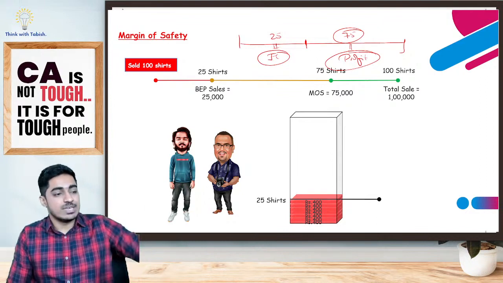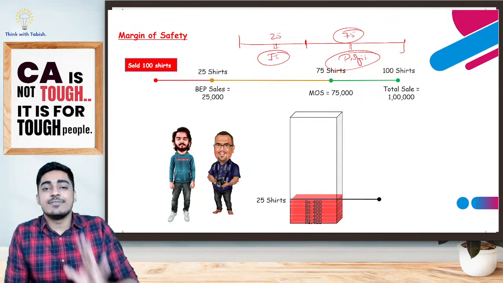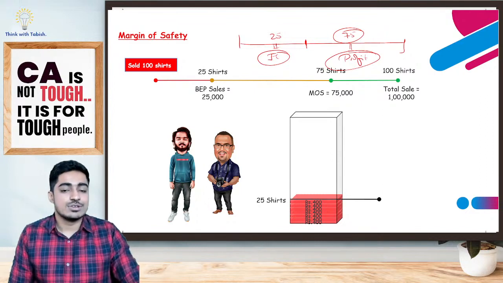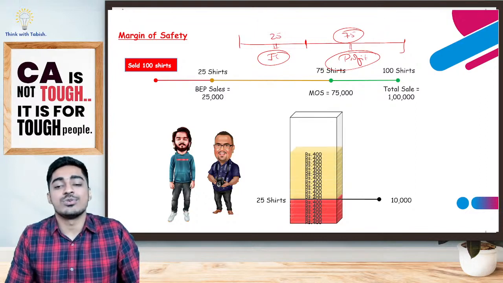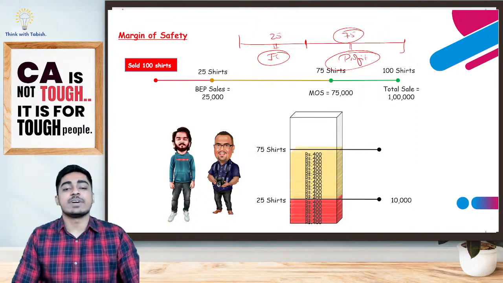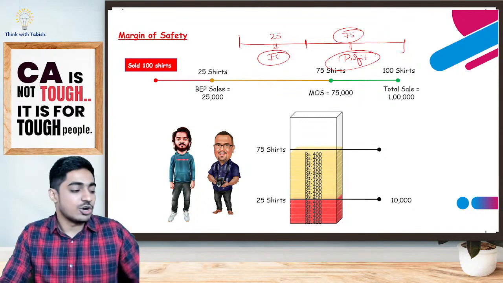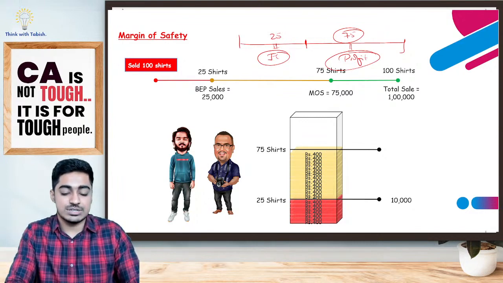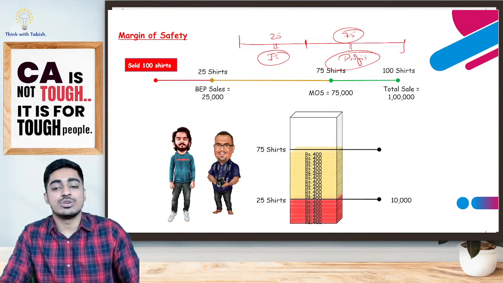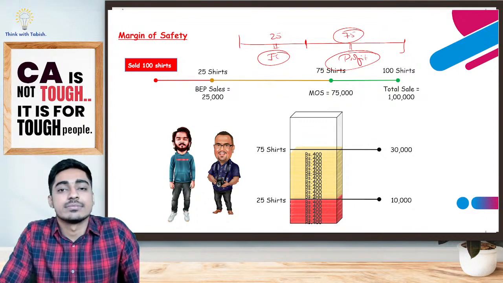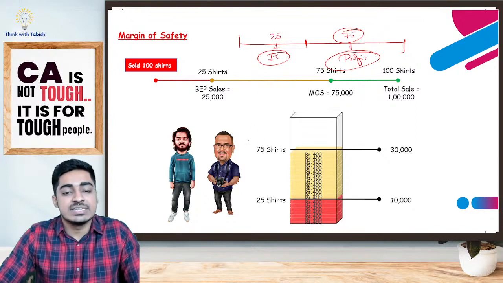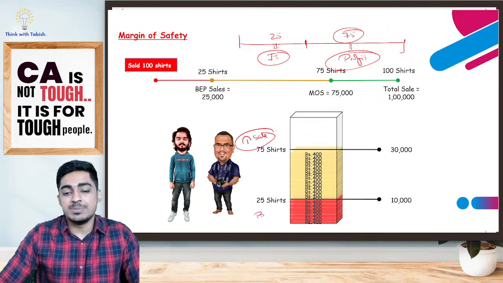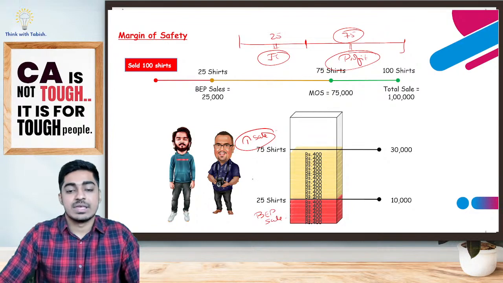Whatever over and above, even if one customer comes, we sell, we get 400 rupees. That will be our profit. So whatever over and above contribution we are earning, over and above we have sold 75 shirts. So 75 shirts into 400 per shirt, how much is it, students? 75 shirts into 400 per shirt, 30,000 rupees will be our profit. So we'll say total sale 25 plus 75, total 100 shirts we are selling. Total sale, we'll bifurcate it as BEP sale, MOS sale.